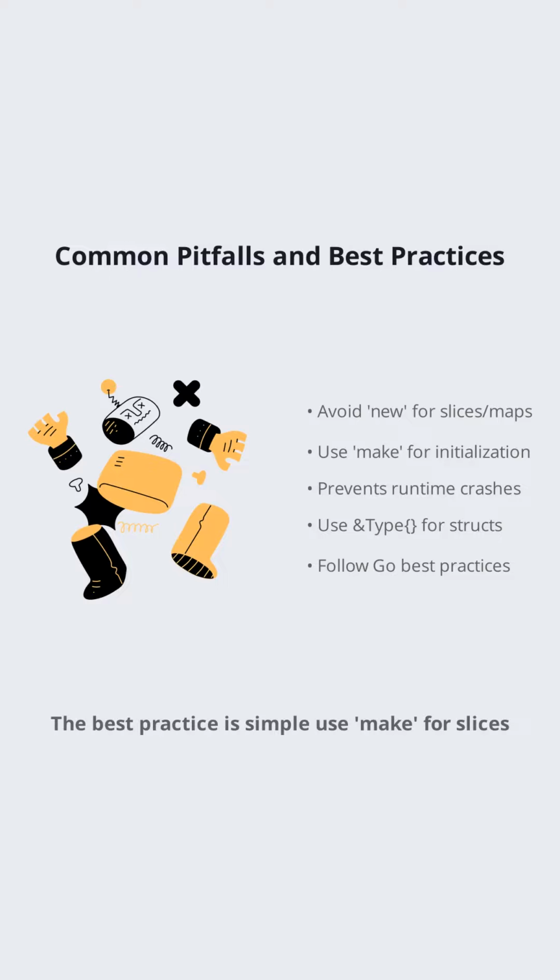The best practice is simple. Use make for slices, maps, and channels, and avoid new unless you specifically need a pointer to a basic type or struct. Most Go developers use &Type{} for structs instead of new.